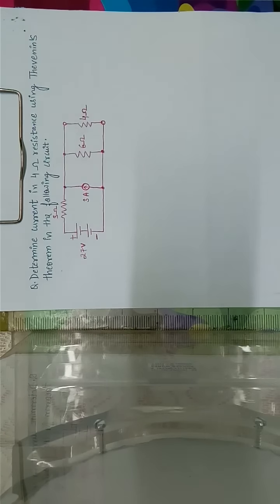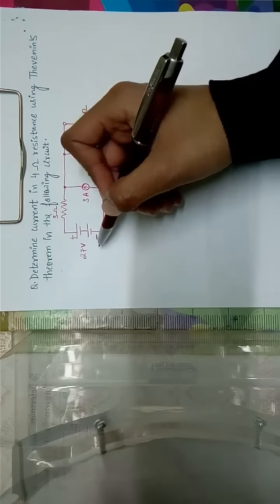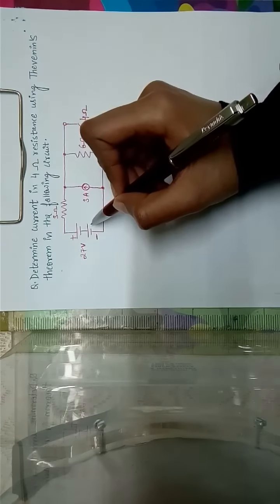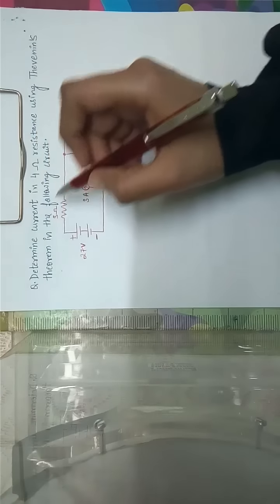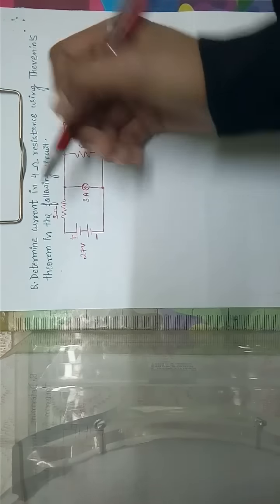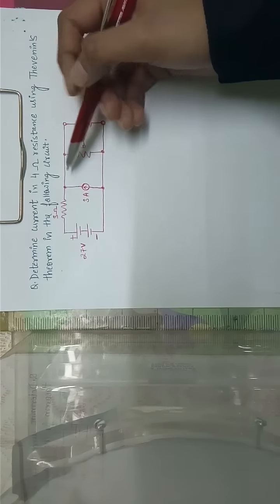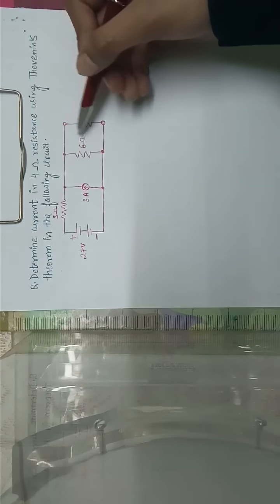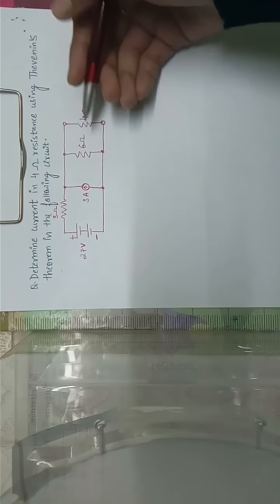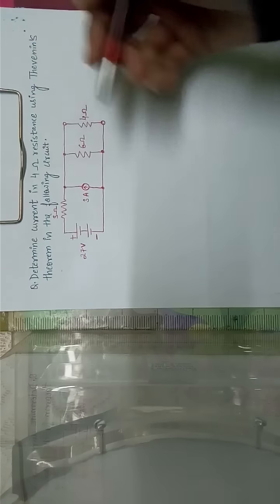See, starting off with this question, that is, determine current in 4 ohm resistance using Thevenin's theorem in the following circuit. Over here you can see a circuit with a 27 volts battery. Then you can see a 3 ohm resistor, after which we have a current source as well of 3 amperes, then a 6 ohm resistance, then a 4 ohm resistance.